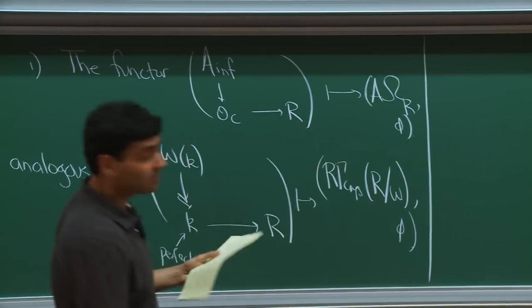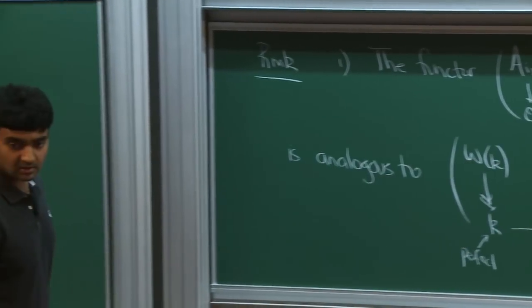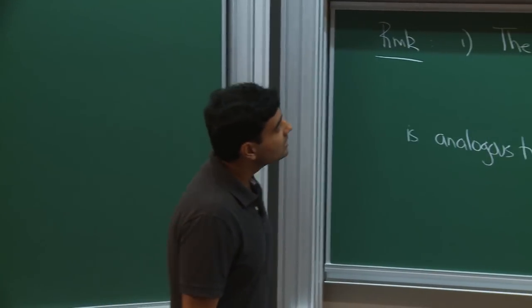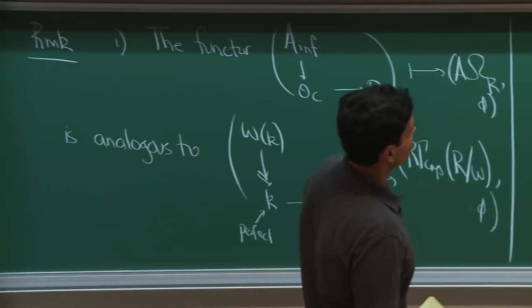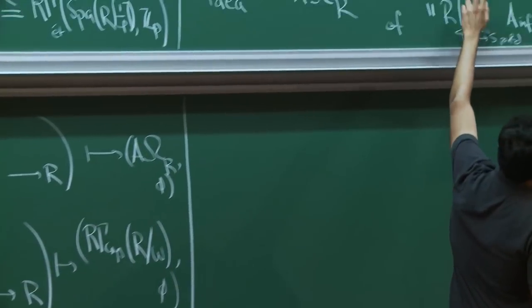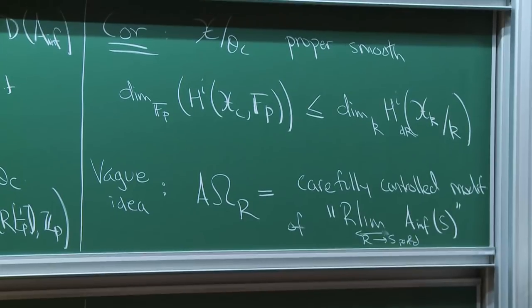So do you use that the perfectoid is p-torsion free, or does it matter? It actually turns out it doesn't matter, because this carefully controlled modification tends to kill almost zero stuff.